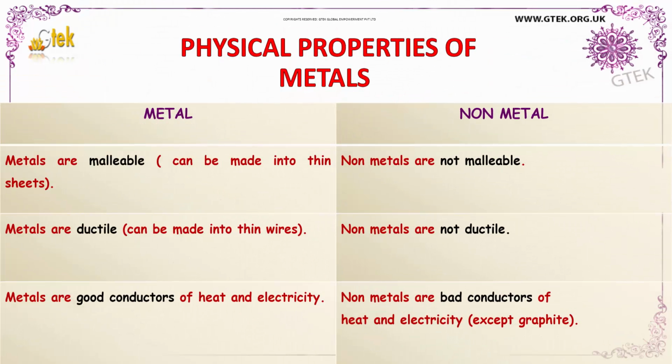Metals are malleable. We know what is meant by malleability, so we are able to make them into thin sheets. Whereas non-metals are not malleable. Metals are ductile. Ductile is nothing but the property of being made into thin wires. Non-metals are not ductile. Metals are good conductors of heat and electricity. Non-metals are bad conductors of heat and electricity, except graphite.